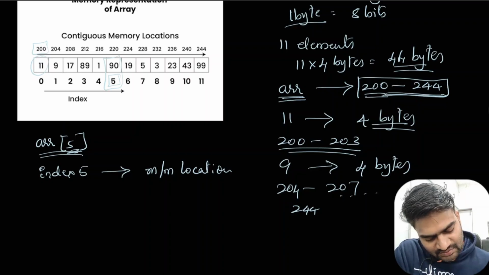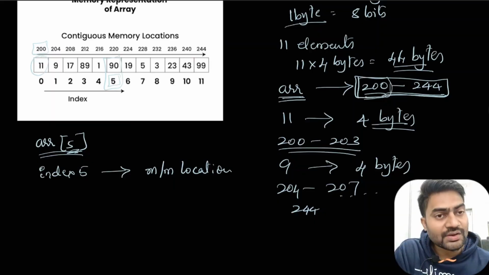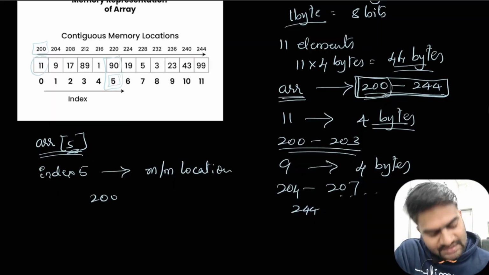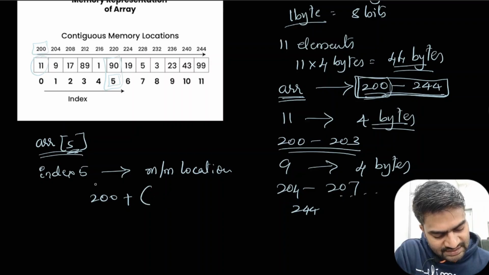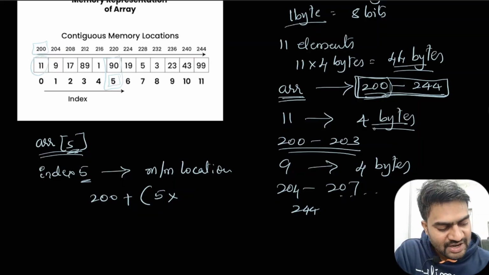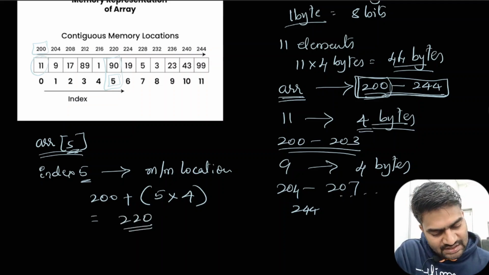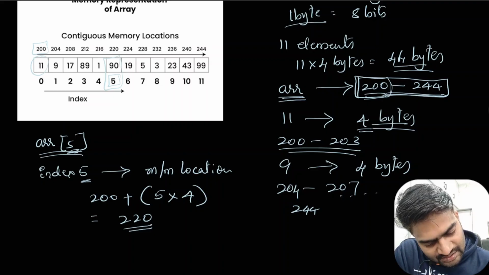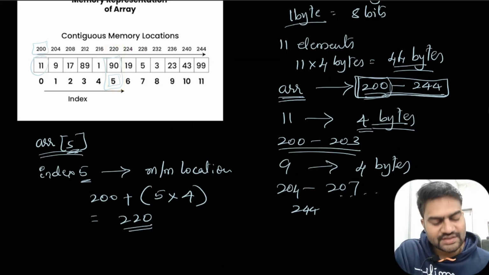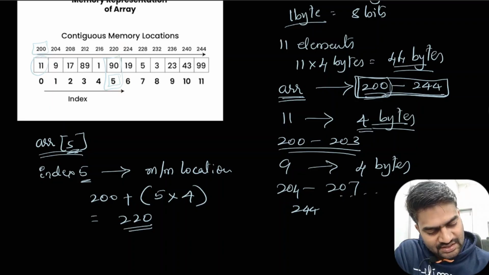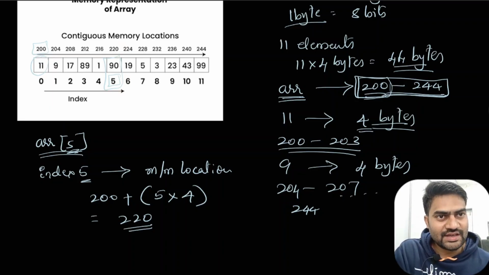How does it convert? It will take the initial location of the array, which is 200. Then it will take the index, which is 5, multiplied by 4, since each integer has 4 bytes. What we get is 220. If you see here, for this particular number, the address location is 220. That is how we access the number from the stored array.